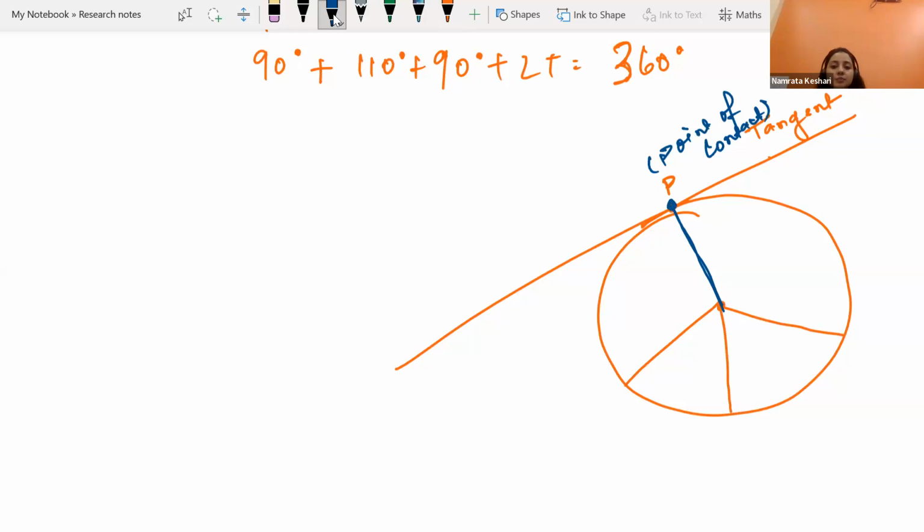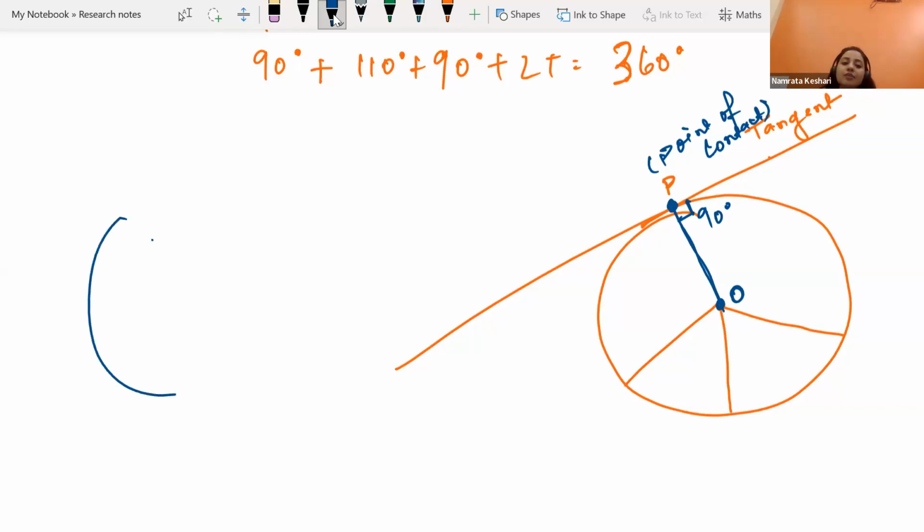So at this point P, the point of contact, we have drawn a radius OP. This is a special radius which will always make 90 degrees with the tangent at the point of contact. Getting it? Yes, ma'am. Aisha?